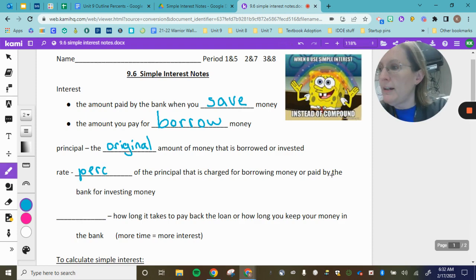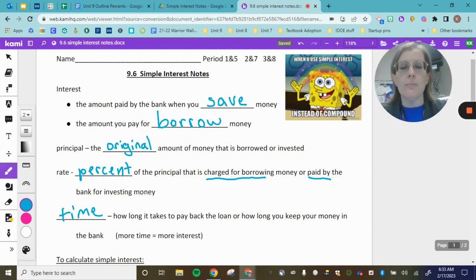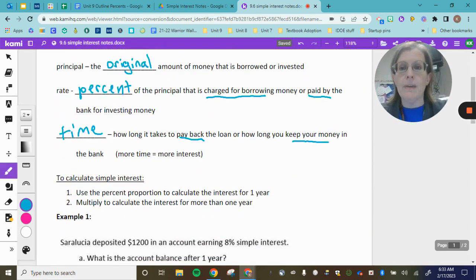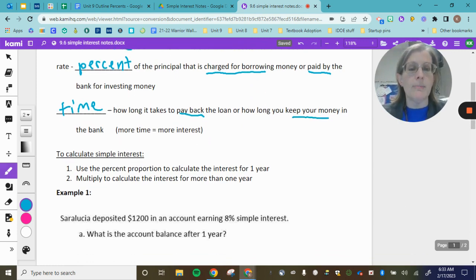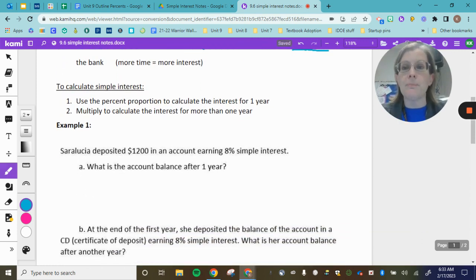They probably won't say the percent, they'll say the rate and it'll have a percent sign. So that's the principal that is charged if you borrow money, or it's paid by the bank when you invest your money. And then the last part is time, which is how long you take to pay back your money or how long you keep your money in the bank. So if you have more time, it's more interest. That's good if you are saving your money, but not good if you are paying back a loan.